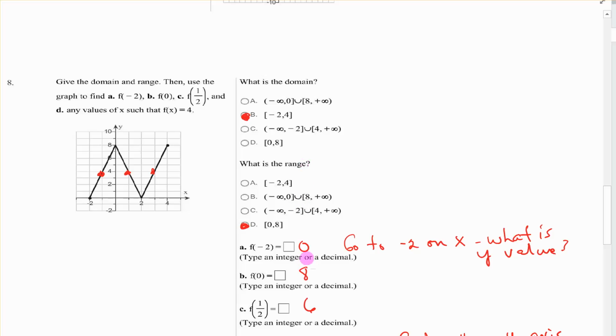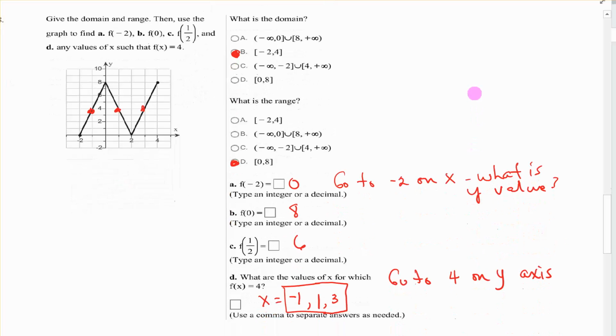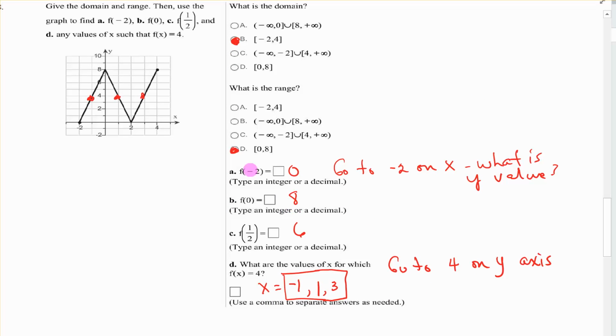Part a, what's f of negative 2? We go to negative 2 on the x-axis, and we move till we're on the graph. Well, we're already on the graph, so the y value there is 0. f of 0. Go to 0 on the x-axis, move till you're on the curve. What's the y value? 8. f of 1/2. That's right here. We're going to move up till we hit the graph. What's the y value there?